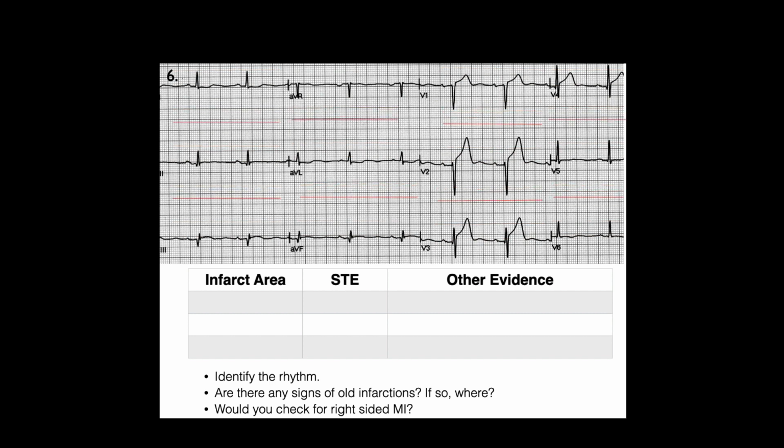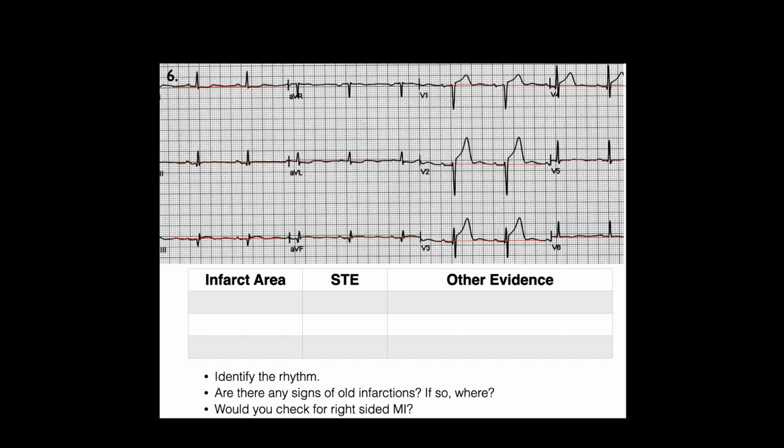Okay, who's next? Natalie, I think. I said there's elevation in V1 and V2, so septal. There's also hyperacute T in V2 and a pathological Q in V1. And then I said anterior MI as well, because of the elevation in V3, V4, and I didn't see any other evidence for that. And I said normal sinus rhythm.